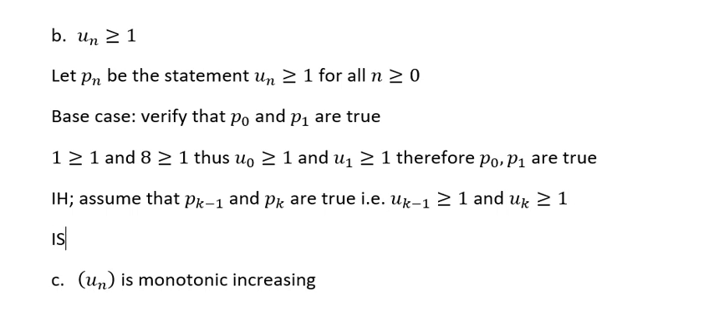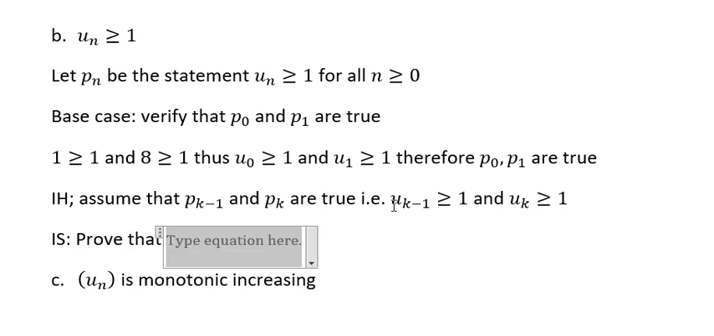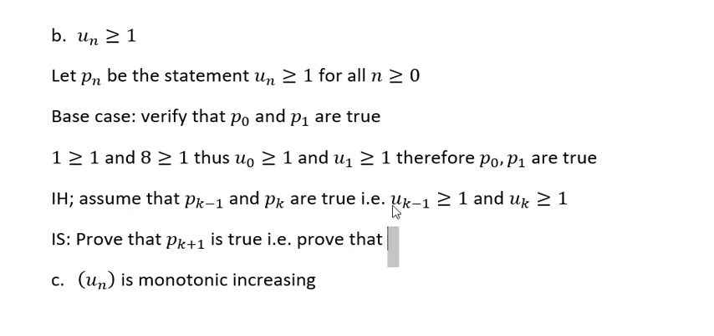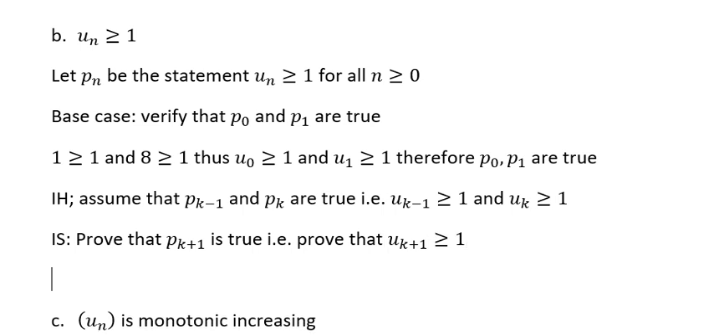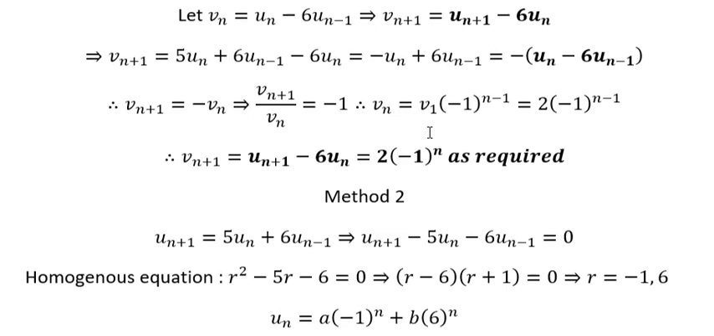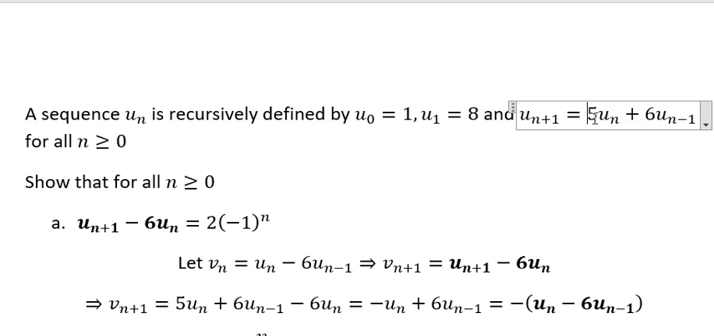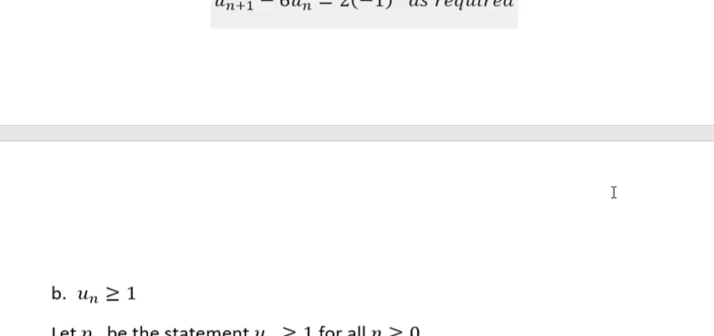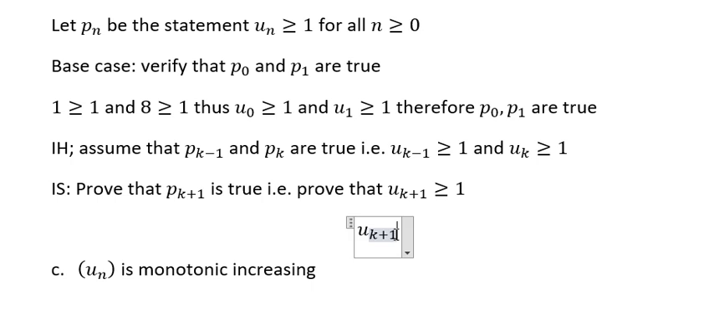Then for the induction step, we need to prove, using the assumption above, that the statement P(k+1) is true. That is, we need to prove that u_{k+1} is bigger or equal to 1. So I start by finding what u_{k+1} is. I come back to get that u_{k+1} is 5u_k + 6u_{k-1}. So u_{k+1} is equal to 5u_k + 6u_{k-1}.